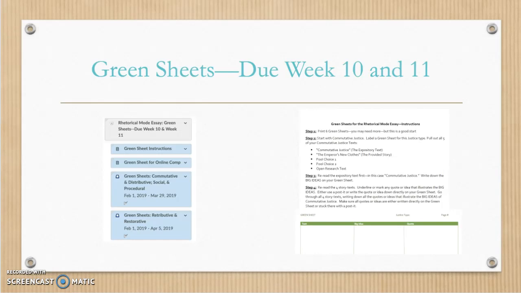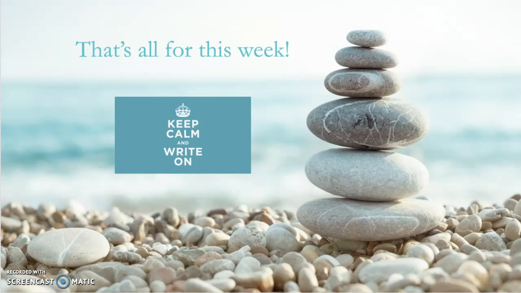But if you get these green sheets done, you will be so happy with yourself, because that's going to be the most tedious work, and you already know how to do it. So go ahead and get that started if you can, if you have time. All right. And then there's also green sheets for retributive and restorative justice. That's not due till week 11. So that's how you can get ahead this week. And that's all. And I'll see you in the rest of the presentations this week.